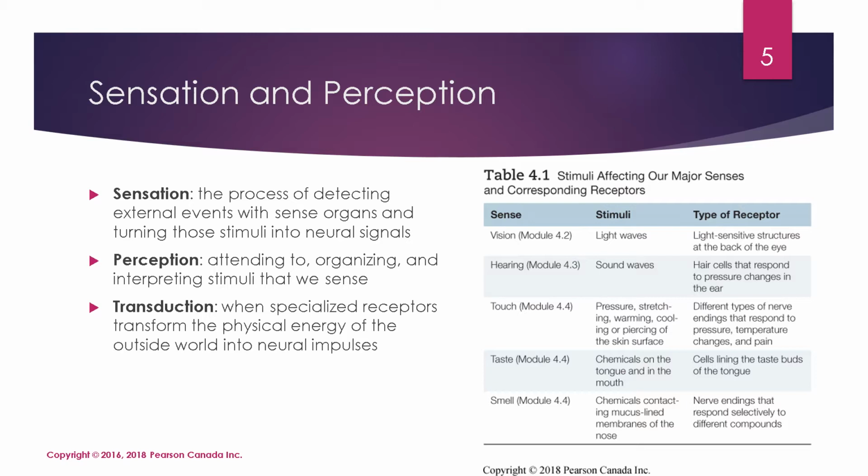So you can see right here in table 4.1, there are a bunch of different stimuli that might affect our major senses, and then we have corresponding receptors for each. So obviously we know, for example, vision is light waves, and the receptor is a light-sensitive structure at the back of the eye, which we'll talk about later in this chapter. In hearing, we're going to use sound waves as our stimulus, and the receptors are actually small hair cells within our inner ear that respond to pressure changes in the ear, and so on. So we'll talk a little bit more about each of these different types of stimuli and receptors for our different senses.